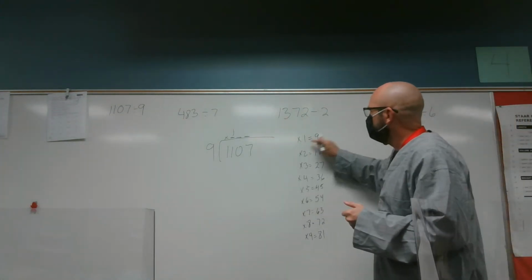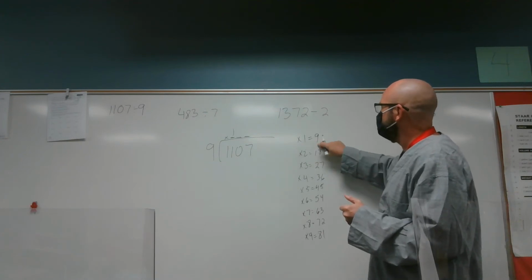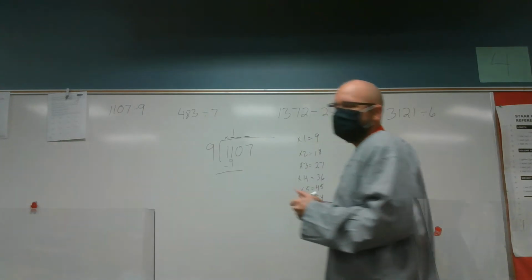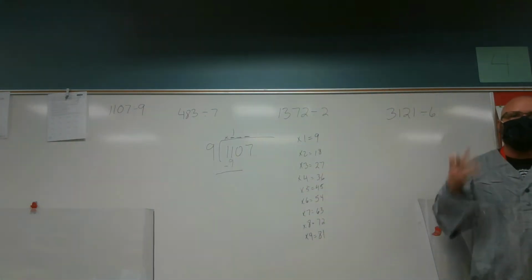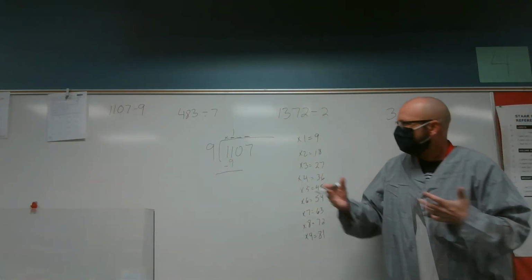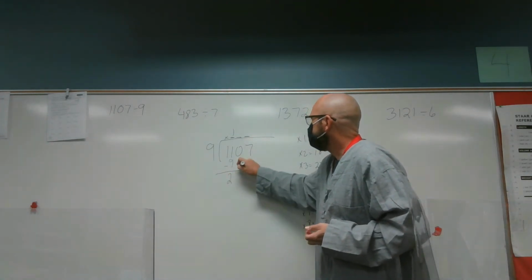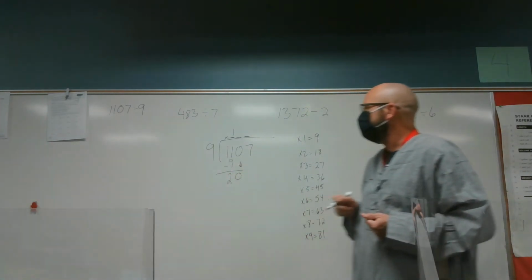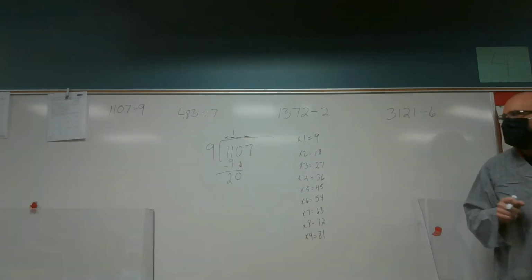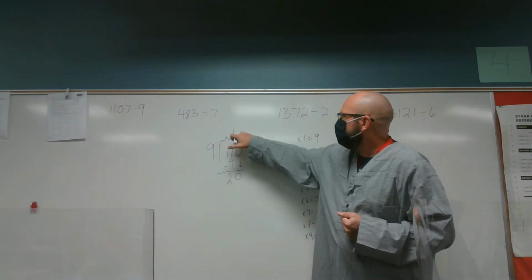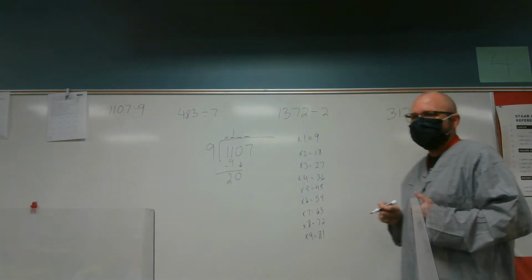Then I just look over here. 9 times 1 is 9. So that's what goes under the 11. And I'm just subtracting it from whatever it went into. 11 subtract 9 is 2. Then I bring down the 0. Now I'm taking 9 into 20. So the next number in my quotient is going above the 0.